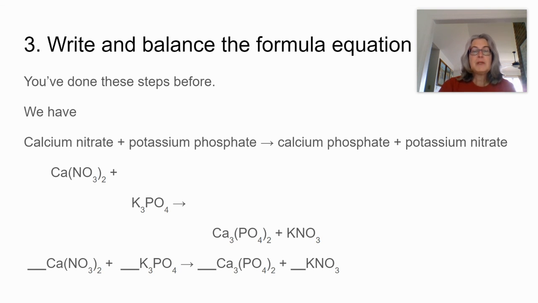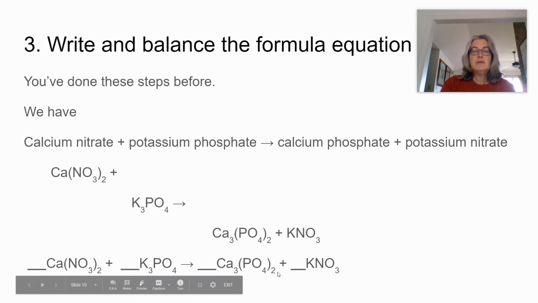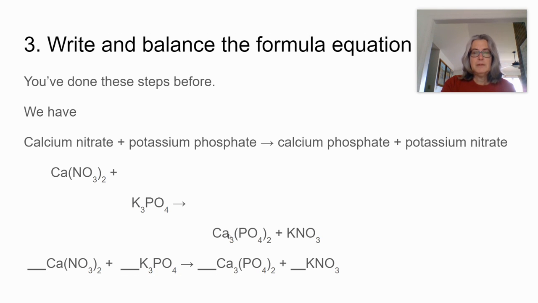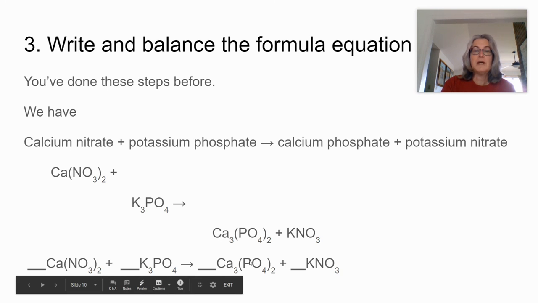And if you remember, I said that a good place to start balancing a double replacement reaction is to look for the one formula that has the biggest charges. And in that case, it's going to be calcium phosphate. And you saw this when you had to find the formulas. Calcium is +2, phosphate is -3. So let's look at this. We need 3 calciums. Let's put a 3 over here to give us 3 calciums. We need 2 phosphates. Let's put a 2 here to give us 2 phosphates.